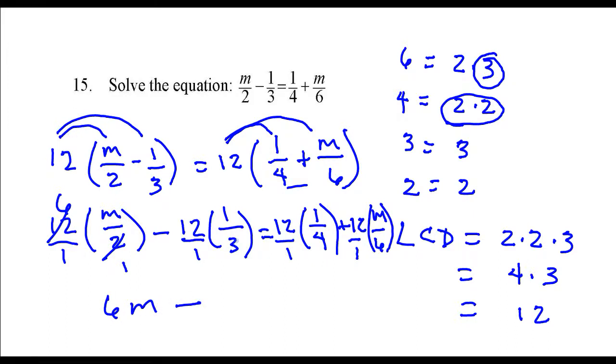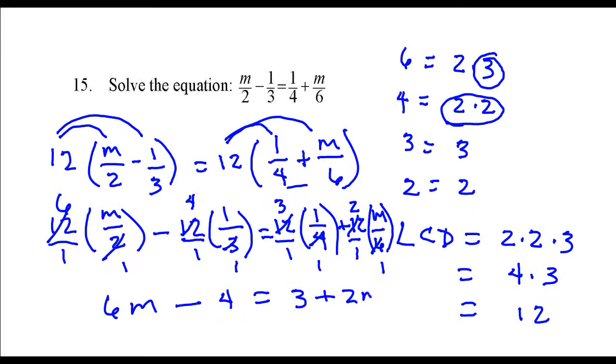Minus 3 goes into itself once. It goes into 12 4 times. I have 4 times 1 left over. 4 goes into itself once. Goes into 12 3 times. I have 3 times 1. And then one more. 6 goes into itself once. It goes into 12 2 times, and I have 2 times m left over.